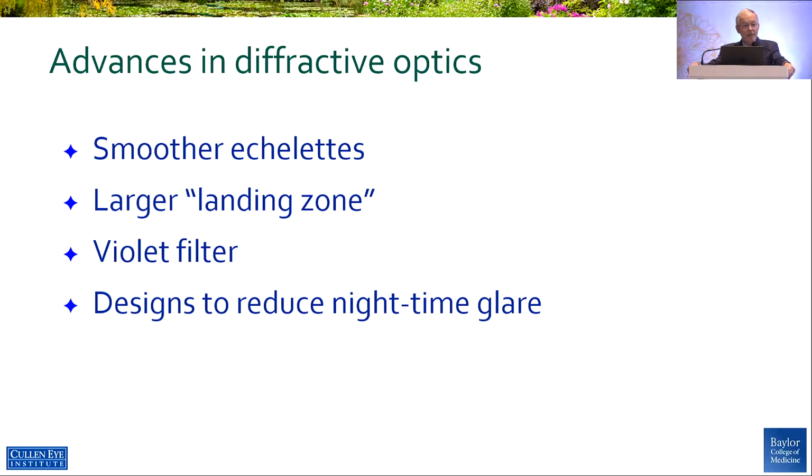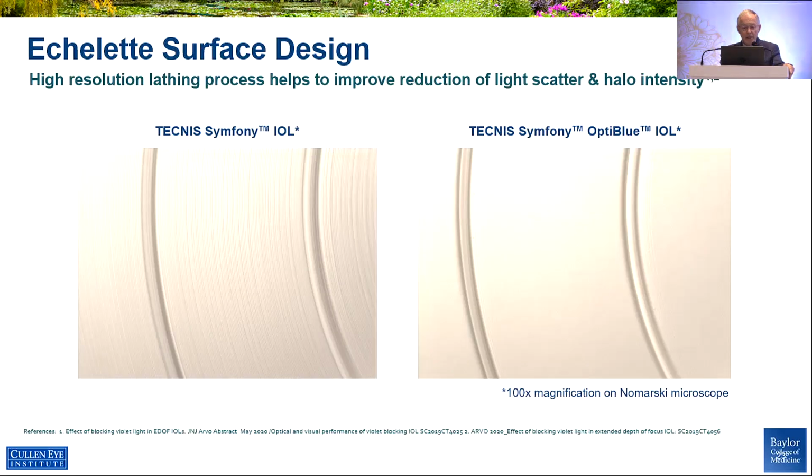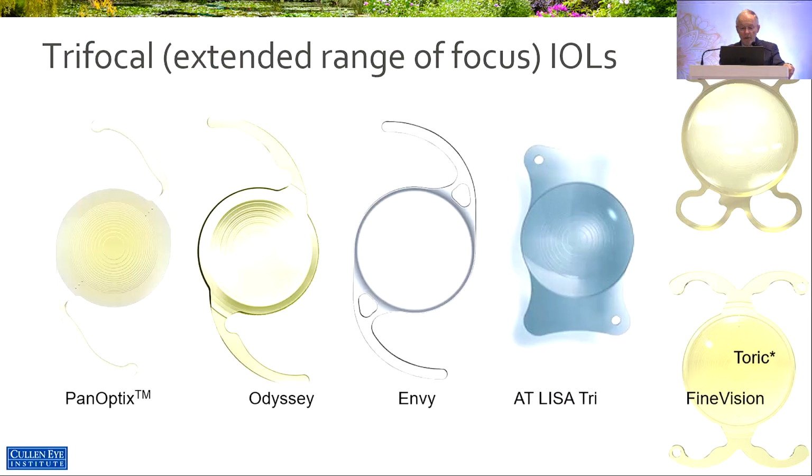So there's been a lot of advances in diffractive technology, as I think all of you know, with the kind of lenses that have come forth, smoothing the ridges or echelettes, creating a larger landing zone so they're more tolerant to defocus, a violet filter in the J&J lenses to reduce glare, and designs to try to minimize the nighttime glare. And this is an example of high resolution lathing in the Johnson & Johnson lenses to get a smoother surface and reduce the glare that might be induced by those ridges and some irregularity of the surface.